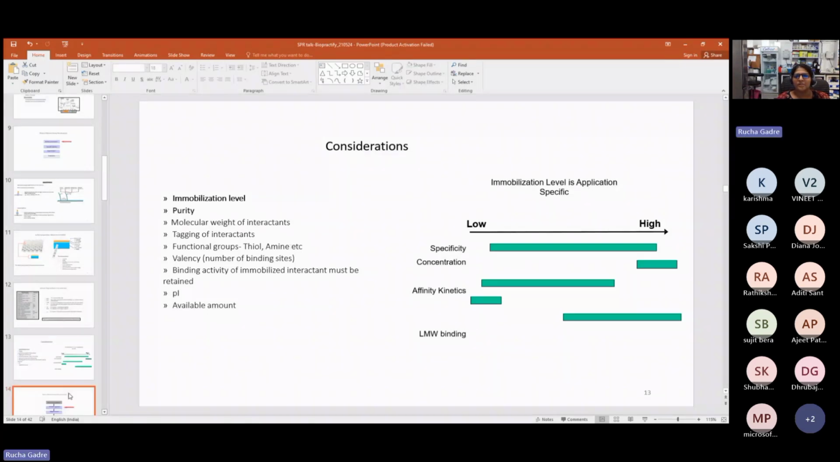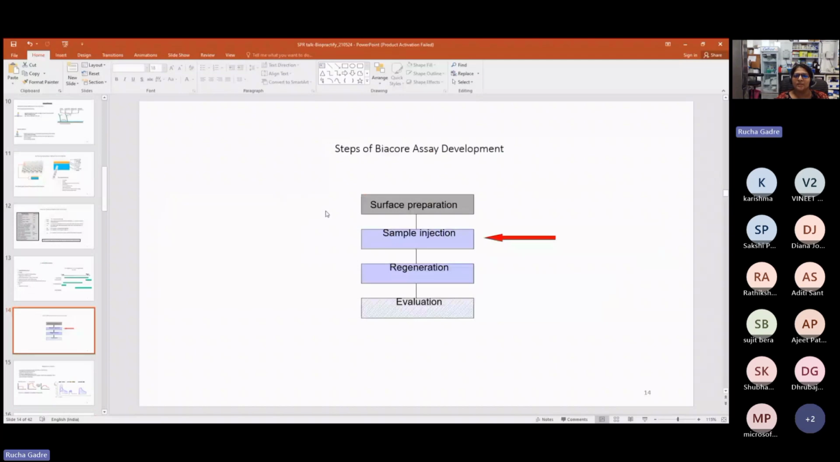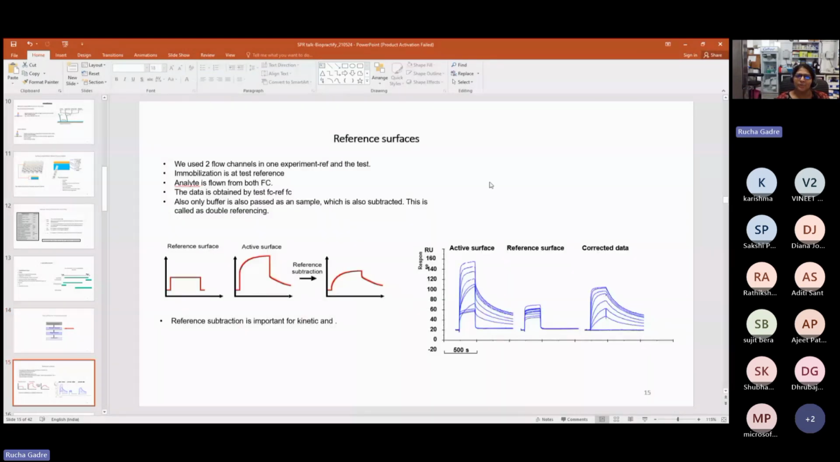Now, the first step is immobilization. The second is sample injection. In this, the analyte is flown over the immobilized ligand. Here we need to optimize the flow rate, binding time, and dissociation time. All these things we need to optimize, and this can be done by trial and error only.